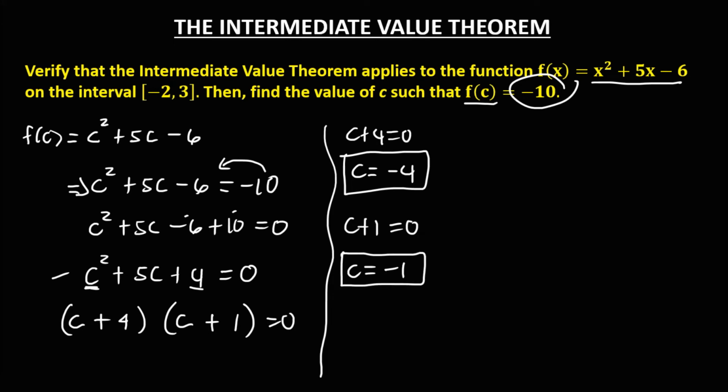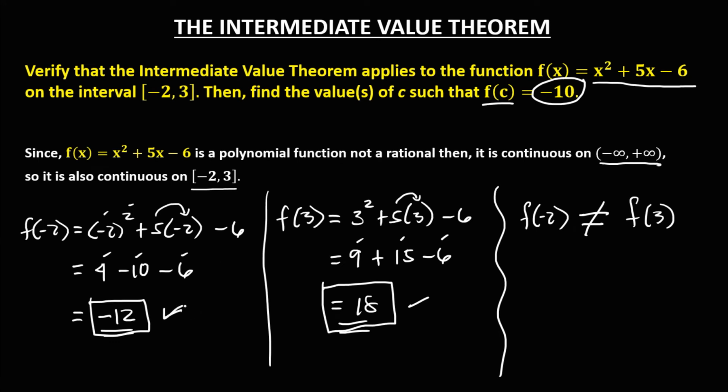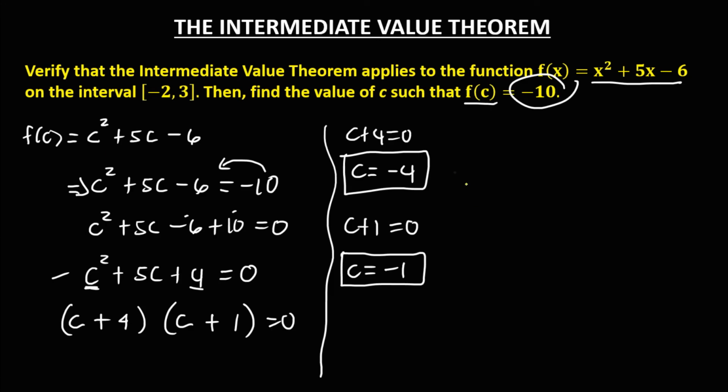Since the value or the values for c must be between -12 and 18, and c equals -4 is between -12 and positive 18, and also c equals -1 is between -12 and 18, therefore, since the conditions of the theorem are satisfied, we are sure there exists a number c equals -4 and c equals -1 between negative 12 and positive 18 such that f of c is equal to negative 10.